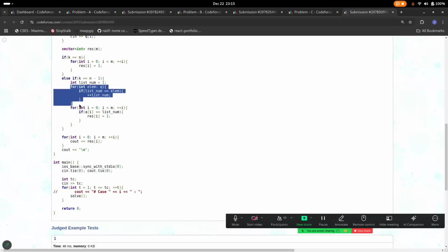Now notice that all the elements in Q are sorted. So we iterate over all the elements. If the element is equal to our current element, the list number that we are maintaining, we increment this list number, and basically at the end of this for loop, this would give us the element that's not present in this queue.